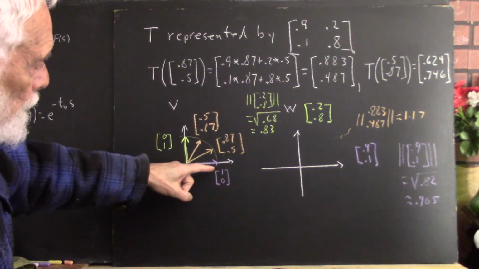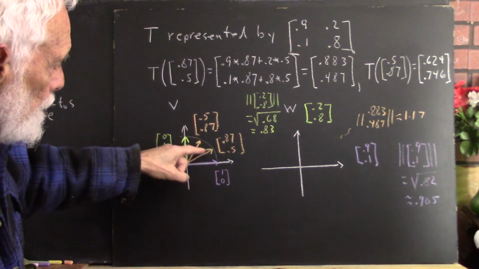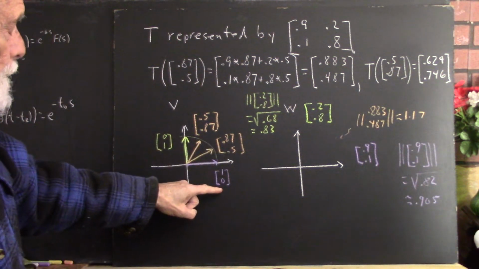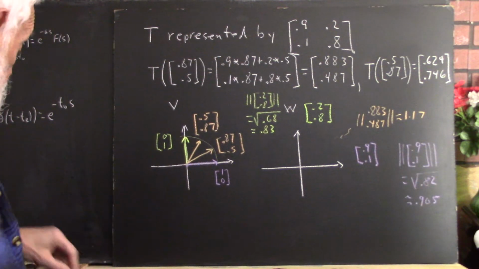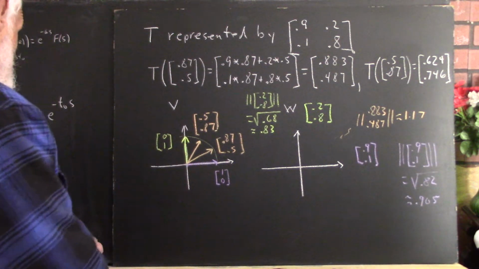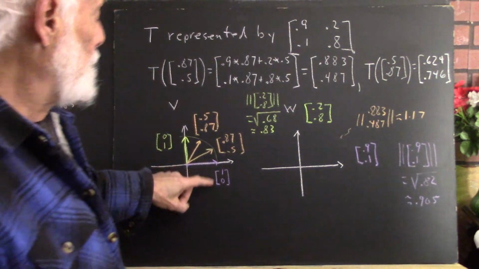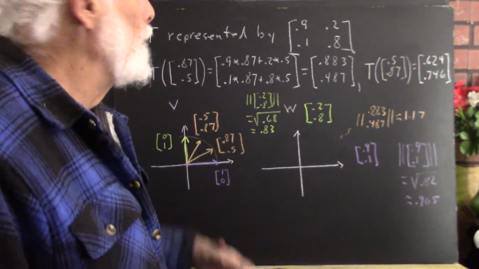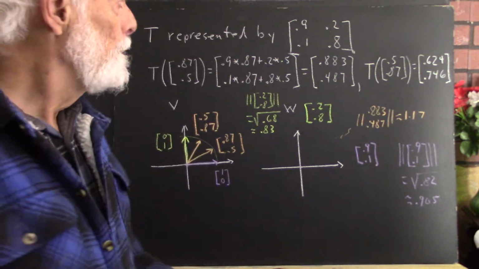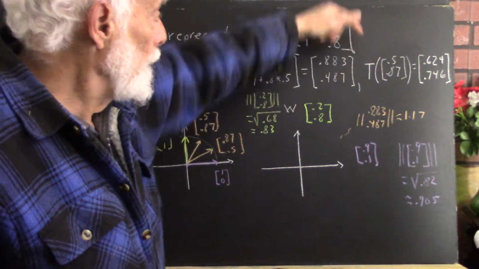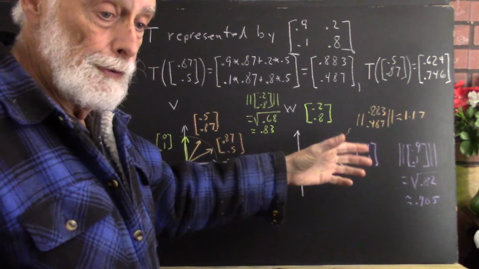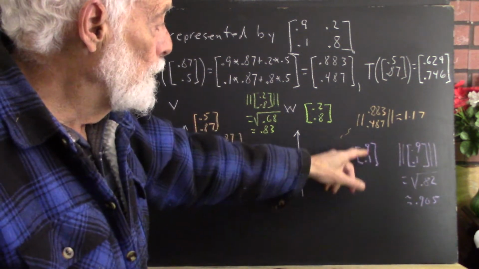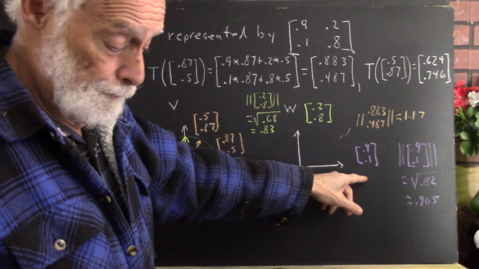What I want to do is map these four vectors over here, and I'm going to start with (1, 0) and (0, 1). That's clear? If I put (1, 0) here, 0.9 and 0.2 times (1, 0) gives us 0.9, and 0.1 and 0.8 multiplied by (1, 0) gives us 0.1. So this vector maps to the vector (0.9, 0.1).